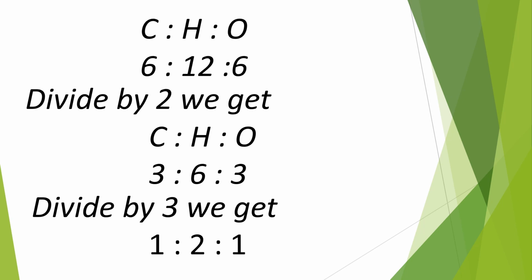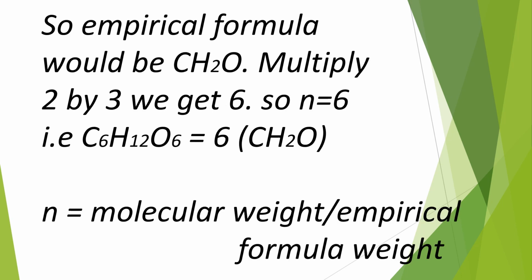Carbon, hydrogen, oxygen: 6 is to 12 is to 6. Divide by 2, we get C3H6O3. Divide by 3, we get 1 is to 2 is to 1. So empirical formula would be CH2O. Multiply by 2 and 3, we get 6. So n is equal to 6.